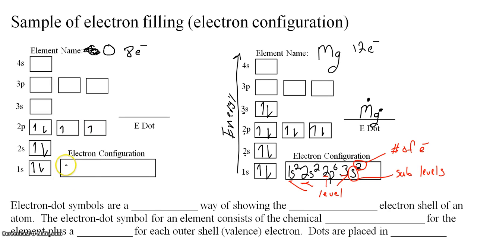Well, I go 1s, how many electrons are there? 2. 2s, how many electrons are there? 2. In 2p, how many electrons do I have? 1, 2, 3, 4. So I'd go 2p4.